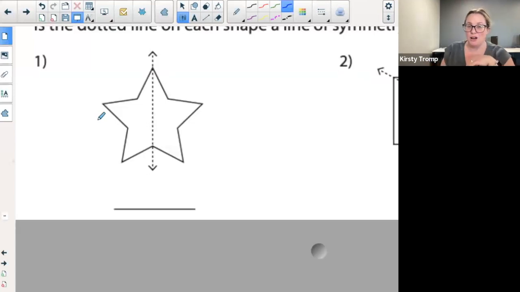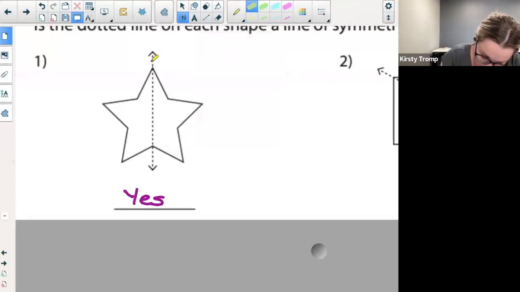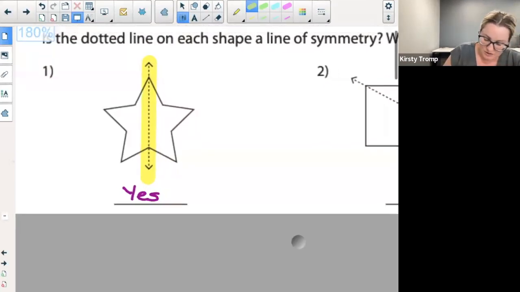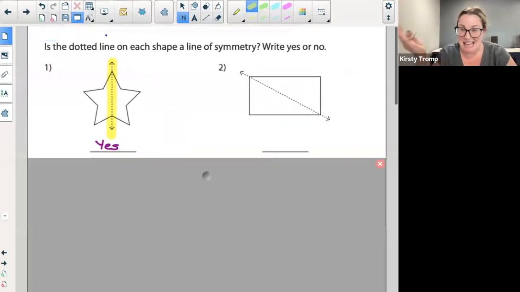And I'm seeing a lot of people message me in the chat, even though Mr. Hugo told you not to, but well done. A lot of people are telling me yes. So yes, this first one is definitely a line of symmetry. Well done, guys. Definitely. If I had to fold it over, it would be exactly the same. I'm doing one more with you, and then I'm going to take hands.